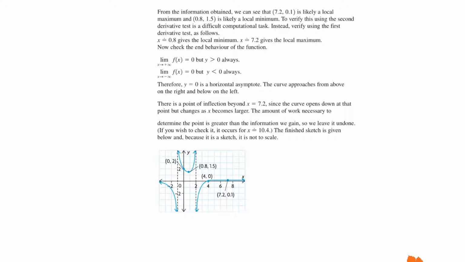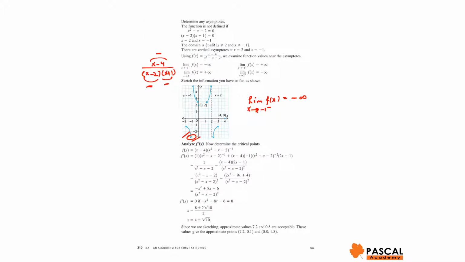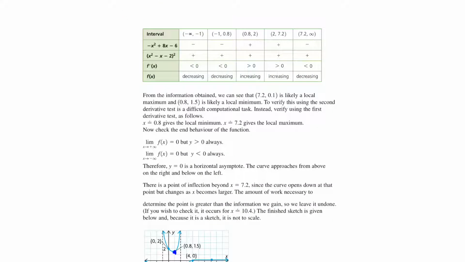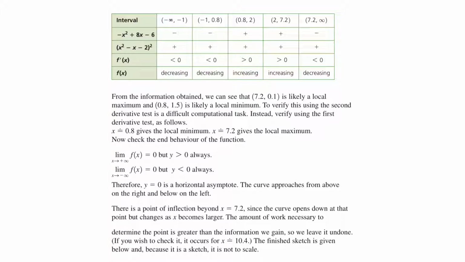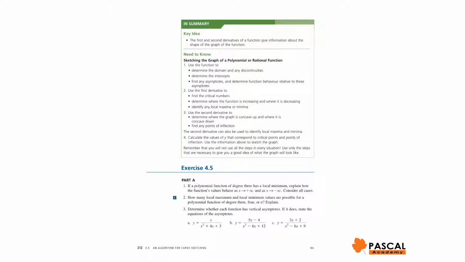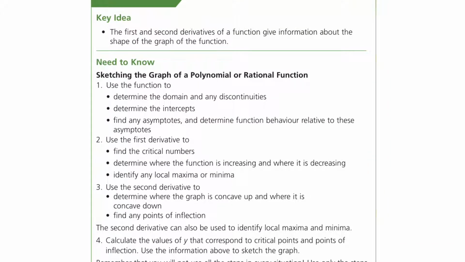Now we put all this information together and we sketch the graph. We have a minimum point, we have a maximum point. The minimum is at x equals 0.8, and the maximum is at x equals 7.2. Put this information together and sketch the graph of the function.